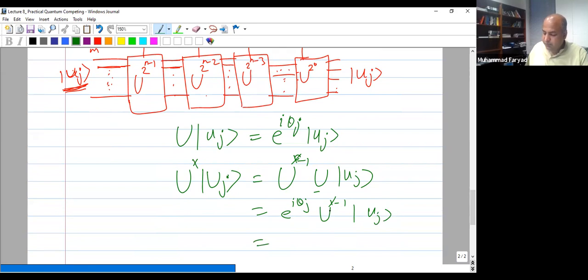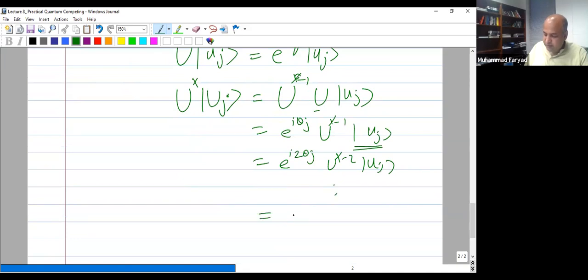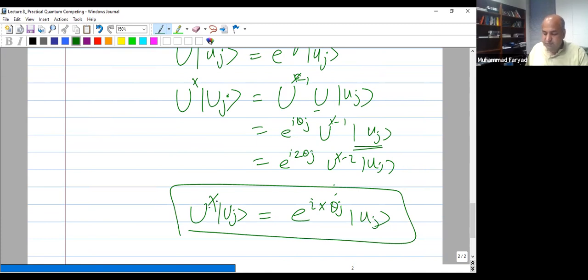And then we apply another unitary on this state, and we get another exponential iota theta j. So this would become exponential iota theta j times 2, because there are going to be 2. So 2 theta j, x minus 2, u j. And if you continue like this, you can see that the end result of applying this unitary operator x number of times is essentially giving us exponential iota x theta j u j. So basically this power x just comes in the product in the exponential for this phase.